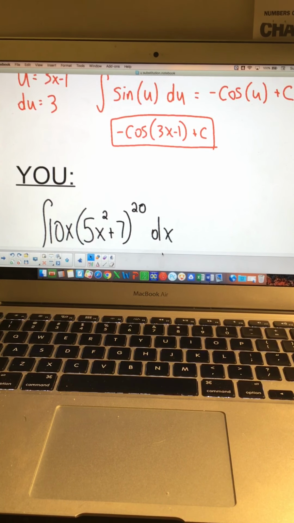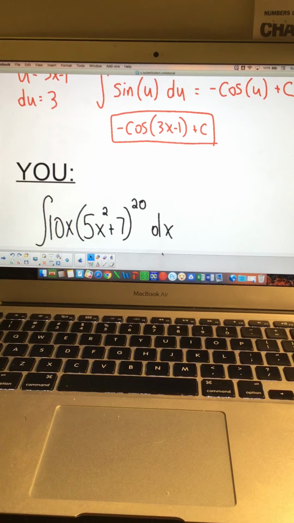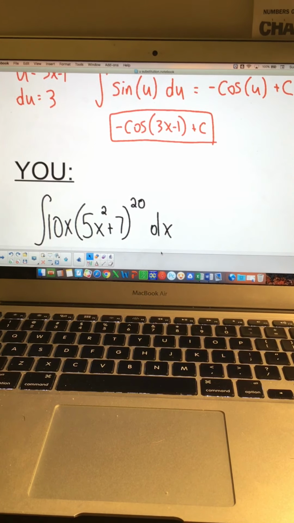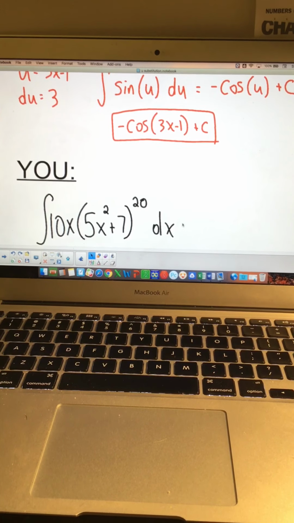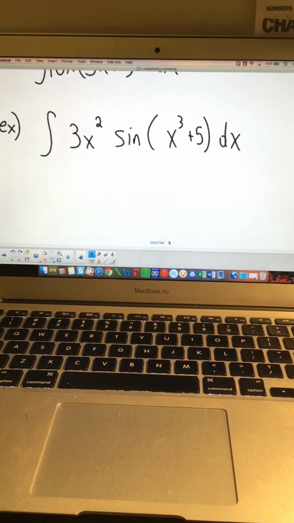Give that a try. Again, because of the forms of technology, I know you're able to pause, rewind, all that, and we'll go to our last example here.